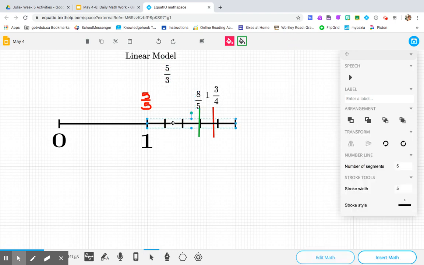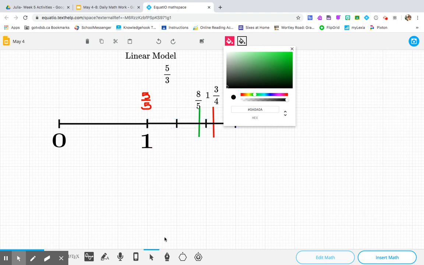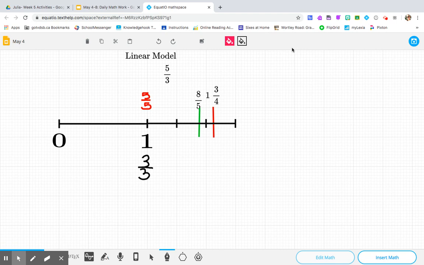So what tells us where to put 5/3 is breaking this number line into segments of 3, like our denominator tells us. Once it's in thirds, we can look at what we're trying to put on here. We know that this is also the same as 3/3. So I can write that on there. 3/3. 1 3/3. Awesome. And we need 2 more thirds to make it to 5/3. So let's go 4/3 and 5/3. So I'm going to add another colored line on there.